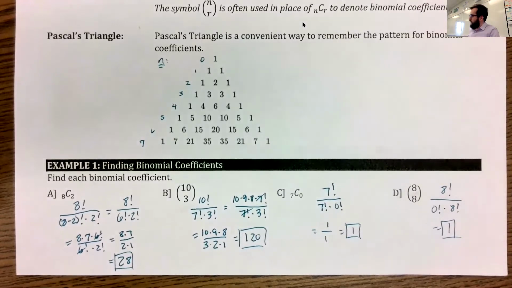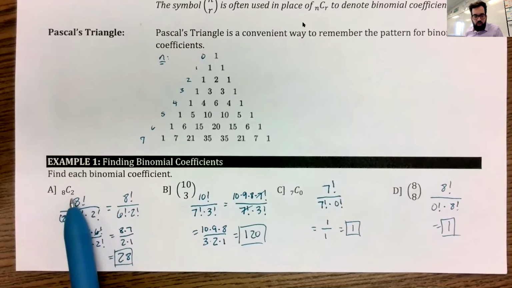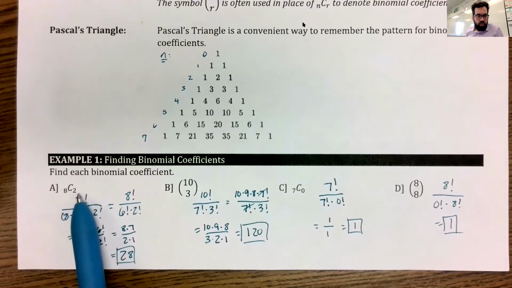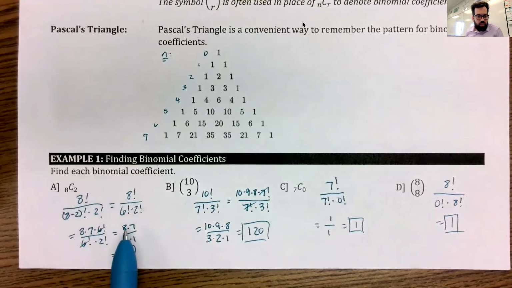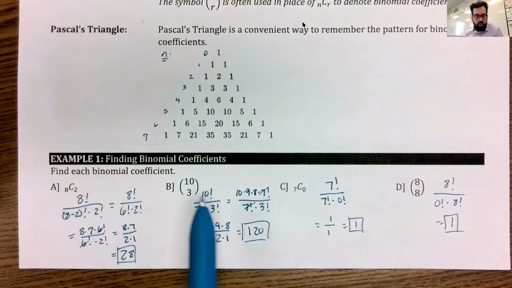I want to look at some patterns here before we get into the next page. Let's take a look at letter A. Since 2 was our r in this first question, the rule is that on top, we do the first 2 numbers starting at 8, and on the bottom, we do the smaller number factorial. So it's always going to be the same number of numbers on the top and on the bottom. We do 8 times 7 on top, 2 times 1 on the bottom. Hopefully you can tell what I'm talking about.